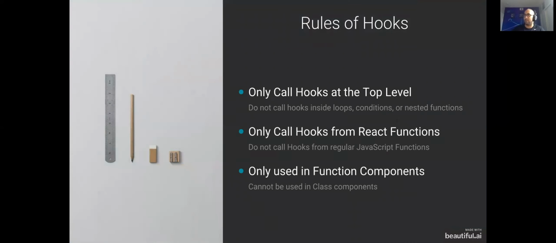Rules of hooks. These are the three main rules of hooks. You only call hooks at the top level. Do not call them inside loops, conditions, or nested functions. A way to deal with this is typically to put your logic inside of the hook itself. There are some examples of that in the React docs that might be able to help you understand how to make a more complex hook if you need to call it somewhere else.